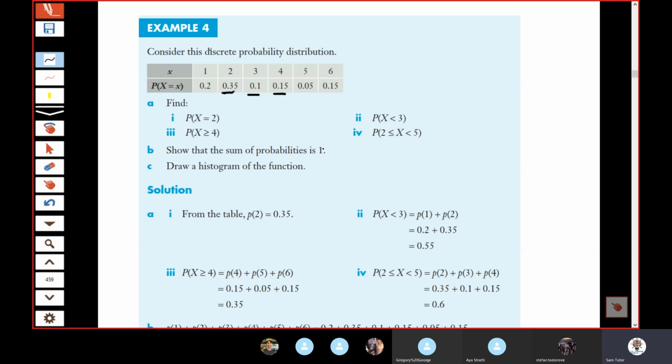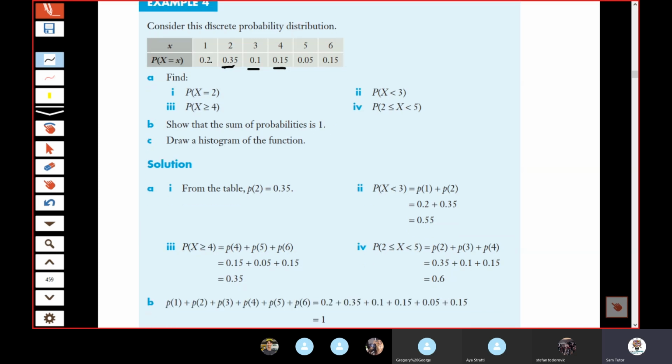Show that the sum of all probabilities must be 1. I think we understand that: this plus this plus this plus this plus this plus this must add up to 1, must add up to 100%. And then draw a histogram of the function.